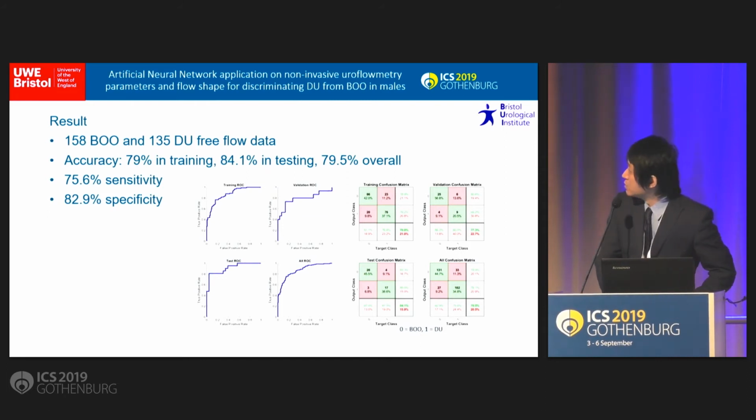So for the results, we use the same data set. We got 79% accuracy in the training, and we yield almost exactly the same in the testing for the overall accuracy. In specific, we got 75% sensitivity and 83% specificity.